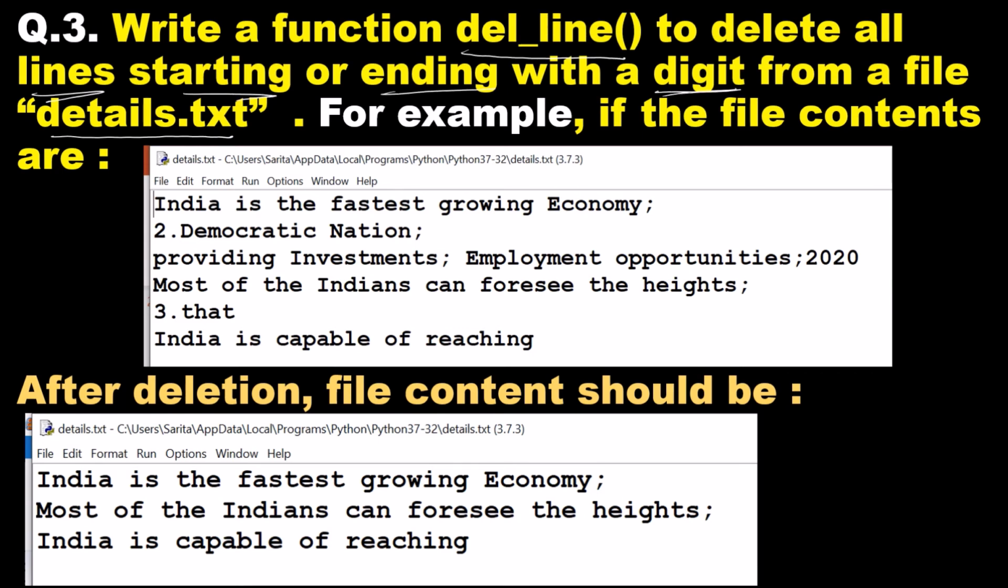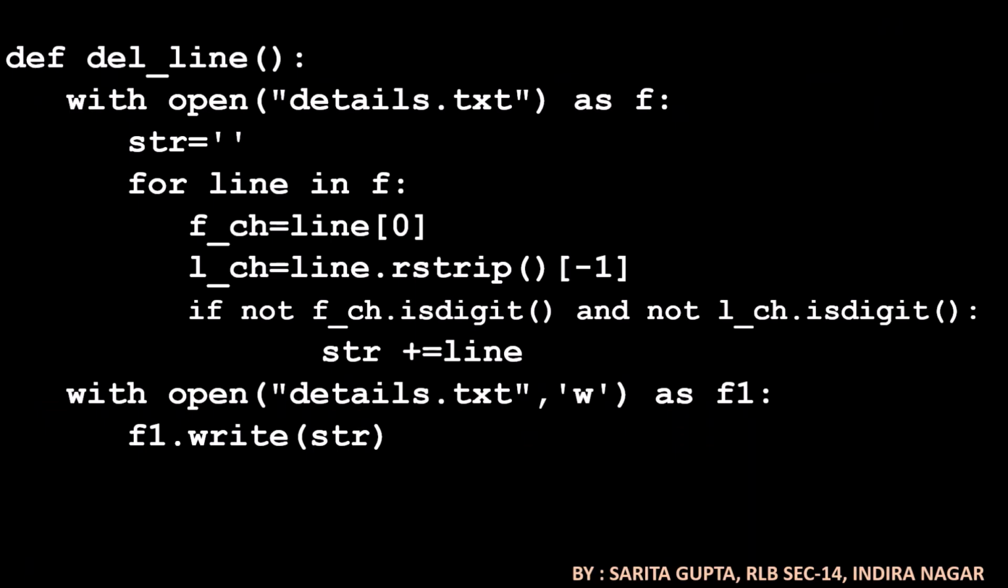For example, if the contents of the file details.txt are as given here, the lines which are starting or ending with a digit must be deleted from the file, so that the file content after deletion should be as given below. Defining the function def del_line.